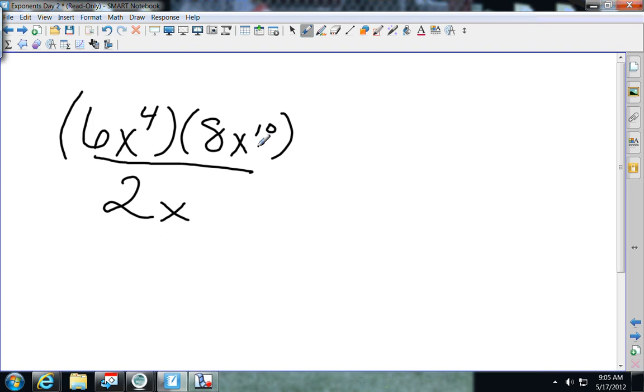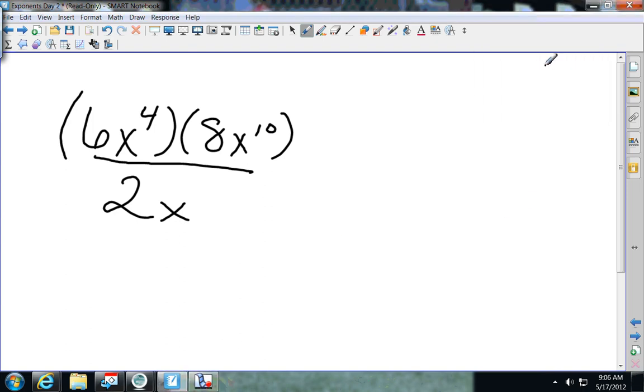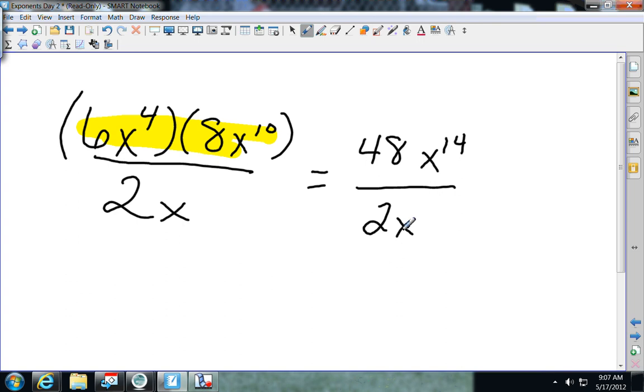All right, there's the next one. Do this problem right here. Okay, on this one again, you're going to go through and do the top right here first. So as we go through the top here, I've got 6 times 8, which is 48. Add the exponents, x to the 14th. Bring the bottom part over to x.